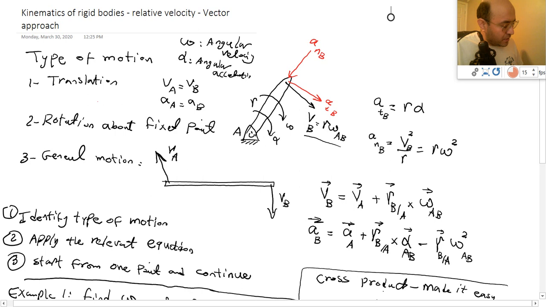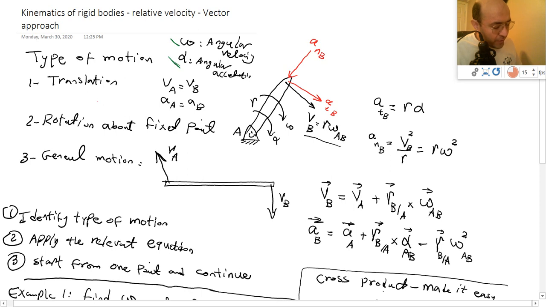That's translation. The second type of motion is called rotation about a fixed point, like I have my pencil and I rotate it. The third option is general motion. Now on the rotation about a fixed point, if we have alpha and omega, as a recap, omega is angular velocity and alpha is angular acceleration.